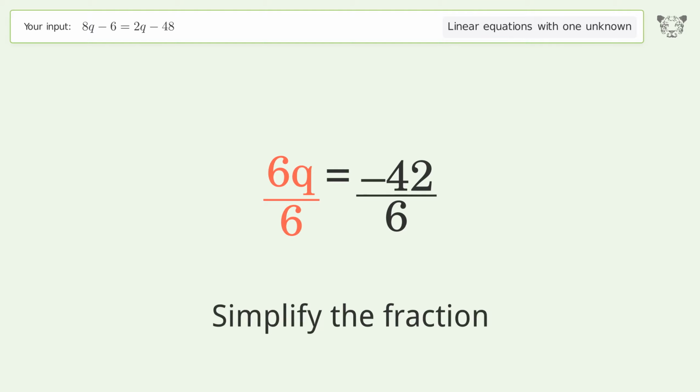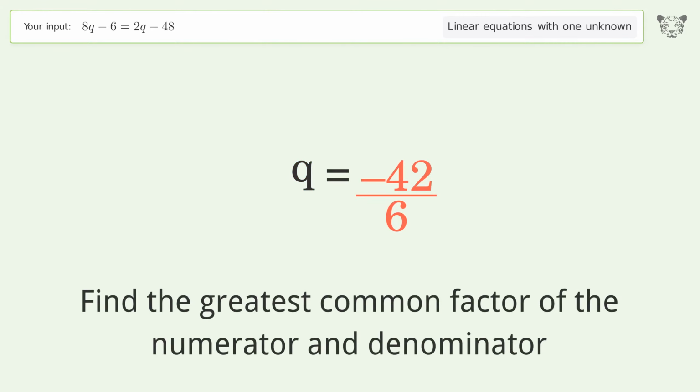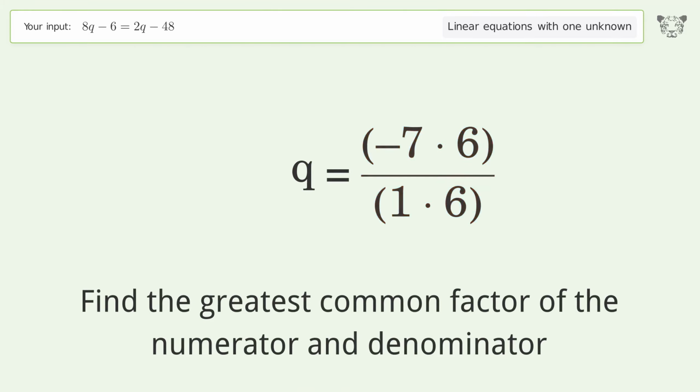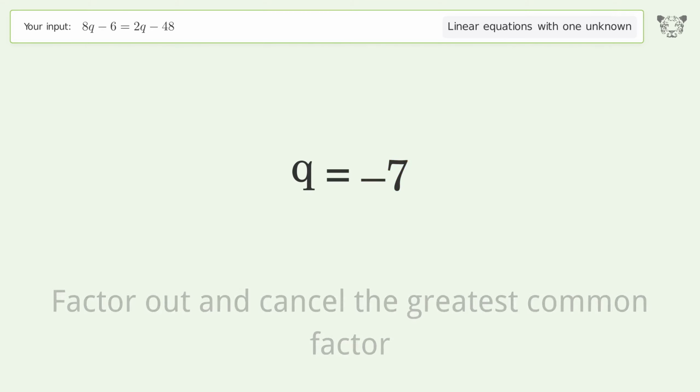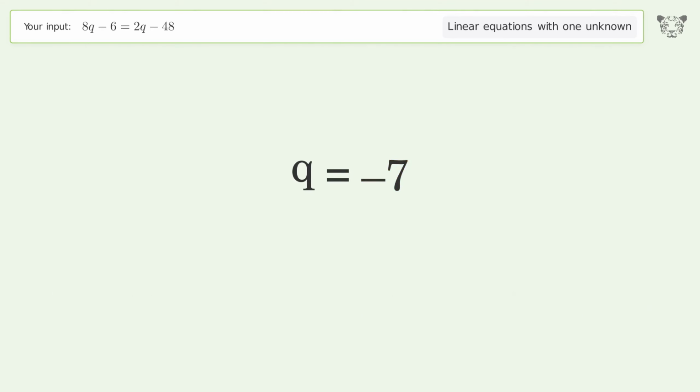Simplify the fraction. Find the greatest common factor of the numerator and denominator. Factor out and cancel the greatest common factor. And so the final result is q equals -7.